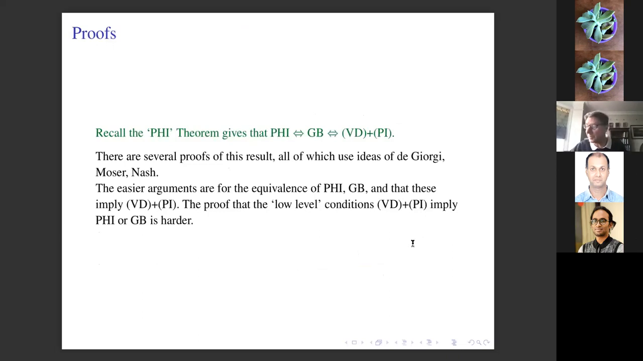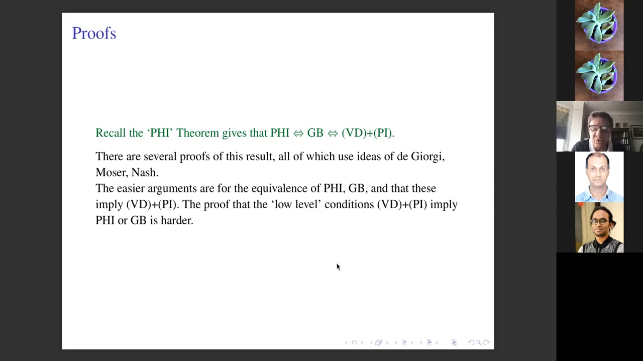So now I want to give you a flavor of some of the arguments used to prove the parabolic Harnack inequality theorem. As I mentioned, it's been proved in different ways by De Giorgi, Moser, and Nash. And in my next lecture, I'll be saying a little bit about some of the Nash arguments. But today, I'm going to try and give you a little sketch of what Moser did.